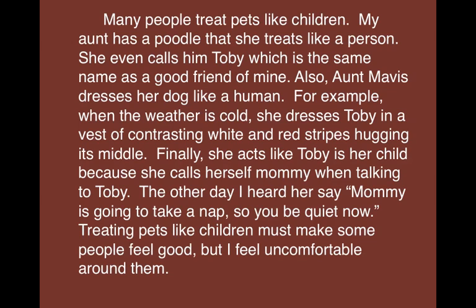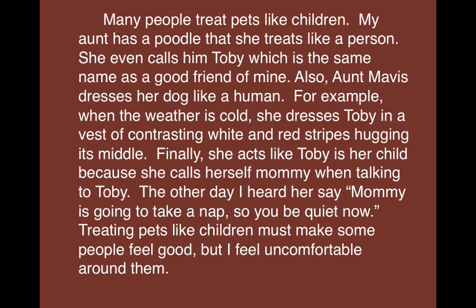And it begins with our topic sentence. We then make it specific. My aunt has a poodle that she treats like a person. And we have our example, although we don't have to signal with for example, but we could. And she even calls him Toby, which is the same name as a good friend of mine. We bring our second support in with also. So also Aunt Mavis dresses her dog like a human, and then we give our example of when the weather is cold, she dresses Toby in contrasting white and red stripes, hugging its middle.